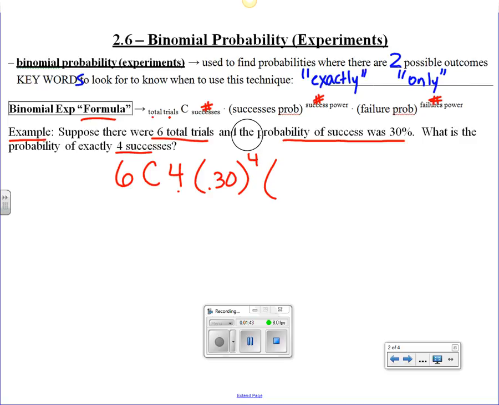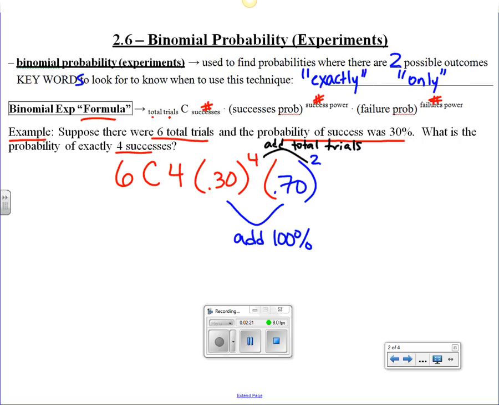Well, they don't explicitly tell you what the probability of failure is, but if the probability of success is 30%, then the probability of failure is 70%, because those have to add up to 100. So those always have to add up to 100%. Then we also need the number of failures, which goes up here for its power. If there's 4 successes and I'm doing it 6 total times, that means there's 2 times left over for failures. So these two numbers will add to the total trials.